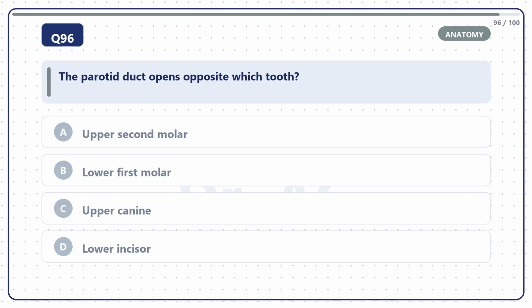Question 96. The parotid duct opens opposite which tooth? Option A, upper second molar. Option B, lower first molar. Option C, upper canine. Option D, lower incisor.